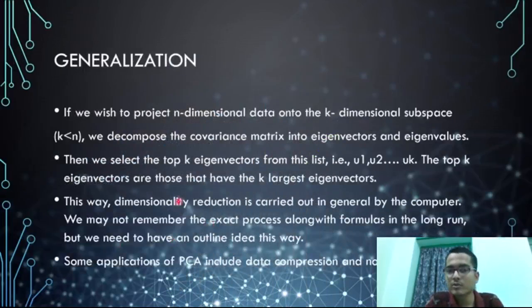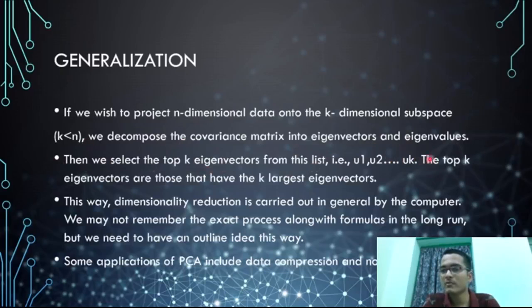Generalization: if you wish to project some n-dimensional data into a k-dimensional subspace, what I showed you earlier was two dimensions, u1 and u2, along one of which the noise was less. So we reduced two dimensions into one dimension. But in general, if you wish to project n-dimensional data into a k-dimensional subspace where k is less than n, we decompose the covariance matrix into eigenvectors and eigenvalues. I showed it in the first slide probably, how to break a matrix into eigenvectors and eigenvalues, just like factors. Then we select the top k eigenvectors from the list.